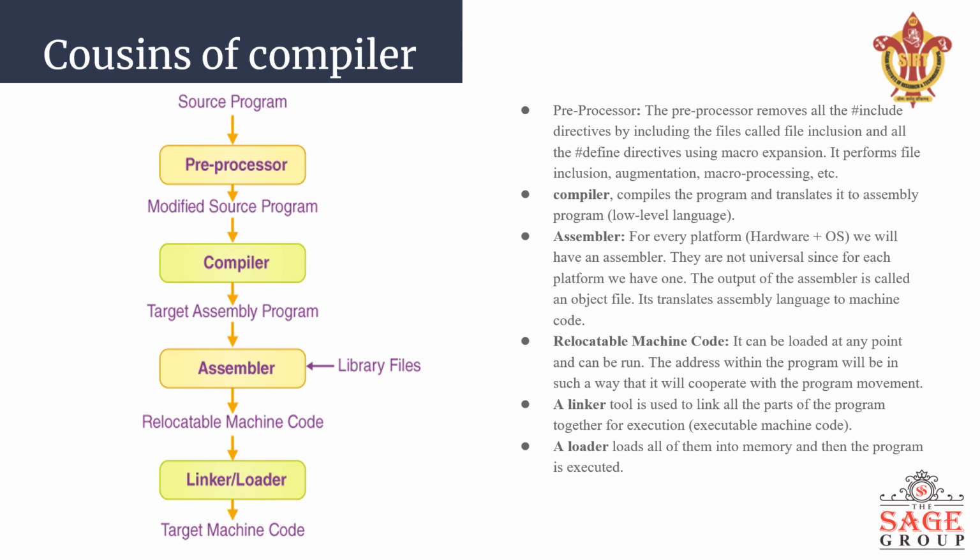Now next is relocatable machine code. It can be loaded at any point and can be run. The addresses within the program will be in such a way that they will cooperate with the program movement. The linker, as we already discussed, as we know, when the compiler compiles a program, it divides the whole program into different chunks. So the linker tool is responsible for linking all the different parts of the program together to create the exe file or executable machine code. Then the loader loads all of them into memory. Then our program is executed.